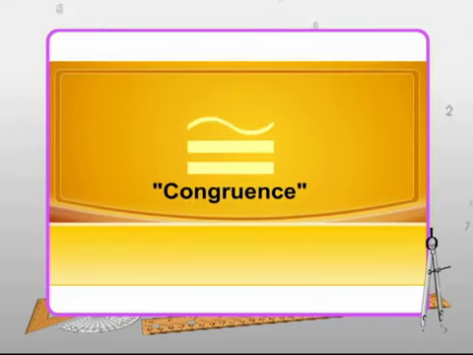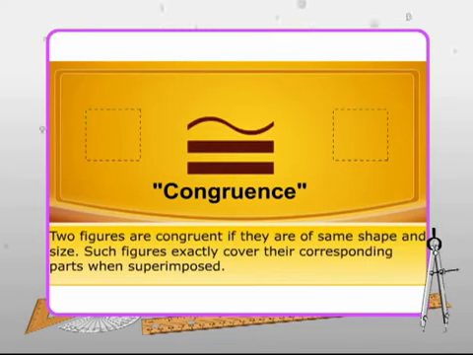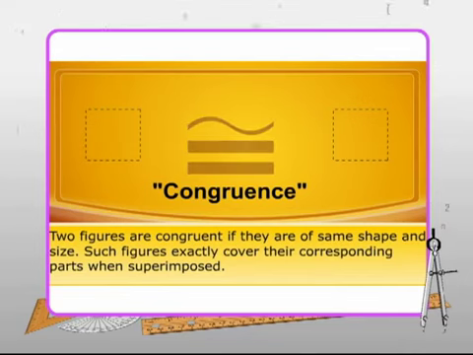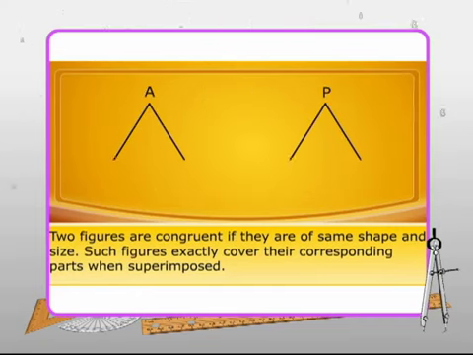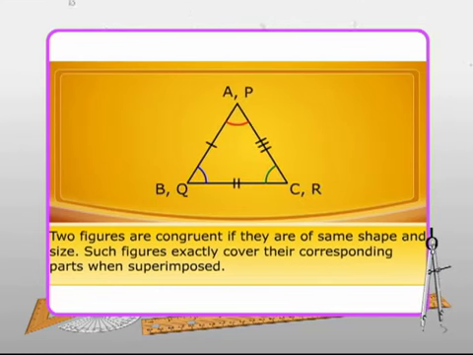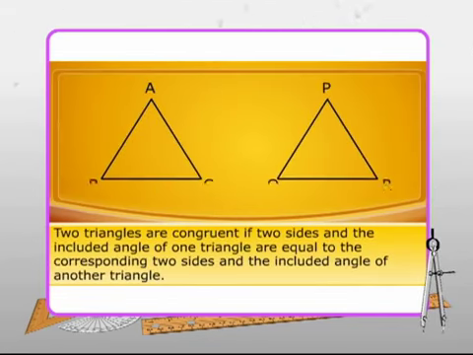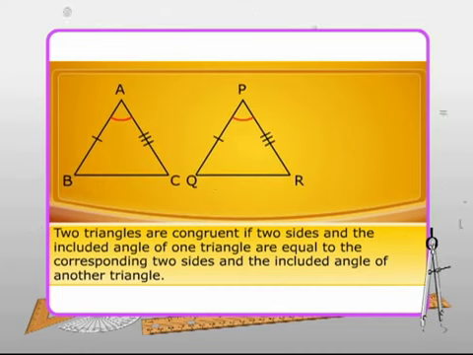Before talking about congruency of triangles, it's important to understand what congruency is. Two figures are congruent if they are of same shape and size. Such figures exactly cover each other when superimposed. Triangles ABC and PQR, when superimposed, cover their corresponding parts exactly. Hence, they are congruent to each other. There are various criteria to verify the congruency of triangles. Let's first learn about the side angle side or SAS congruency criteria.